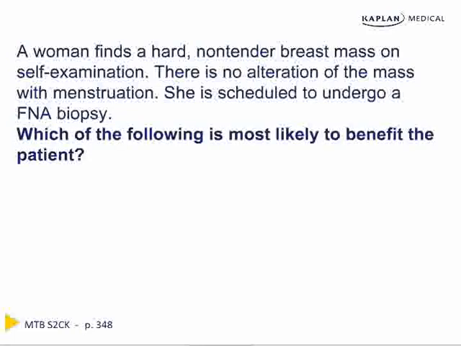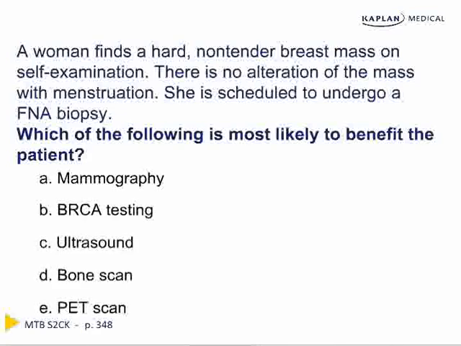So the question here, which of the following is most likely to benefit the patient? Our answer choices are mammography, BRCA testing, ultrasound, bone scan, and PET scan. So looking through this case presentation, the case presentation is typical for breast cancer, and she's already scheduled to undergo the test of choice. So which of these might also benefit her? The correct answer is A, mammography.